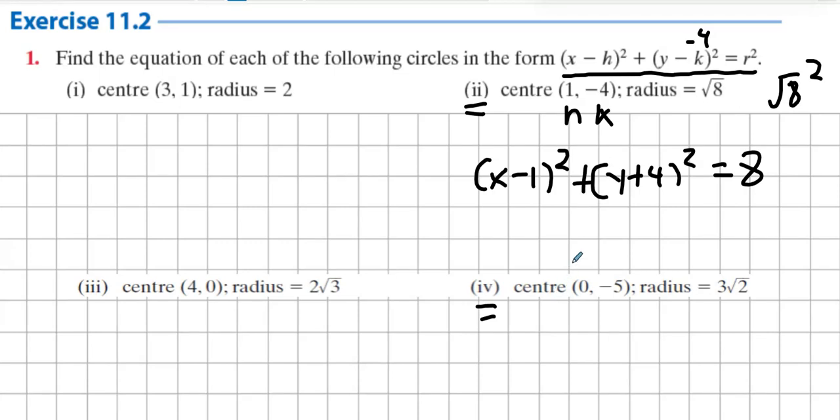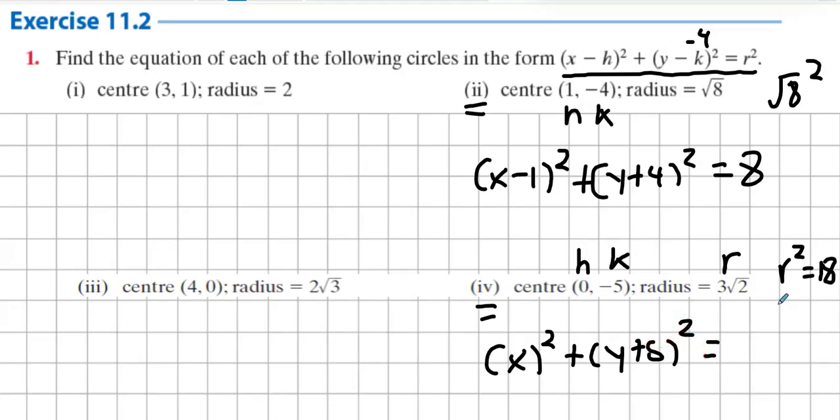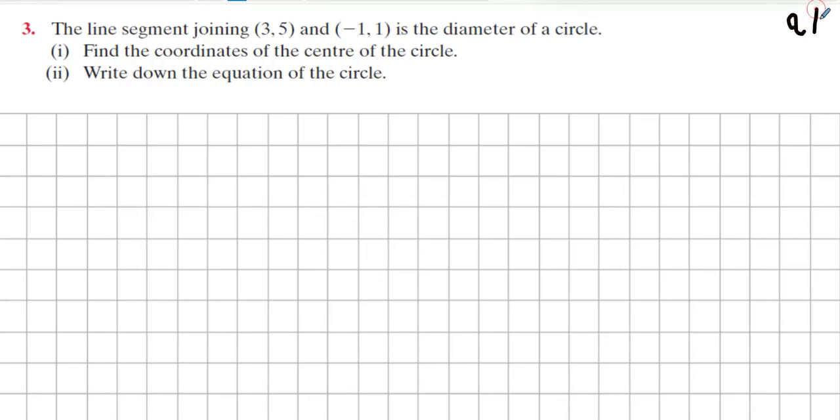And then on the next one, the h value is 0, the k value is minus 5, and r is that, and that means r squared is 18. So it's going to be x squared, because h is 0, and then it's going to be y plus 5 squared equals 18. One done.